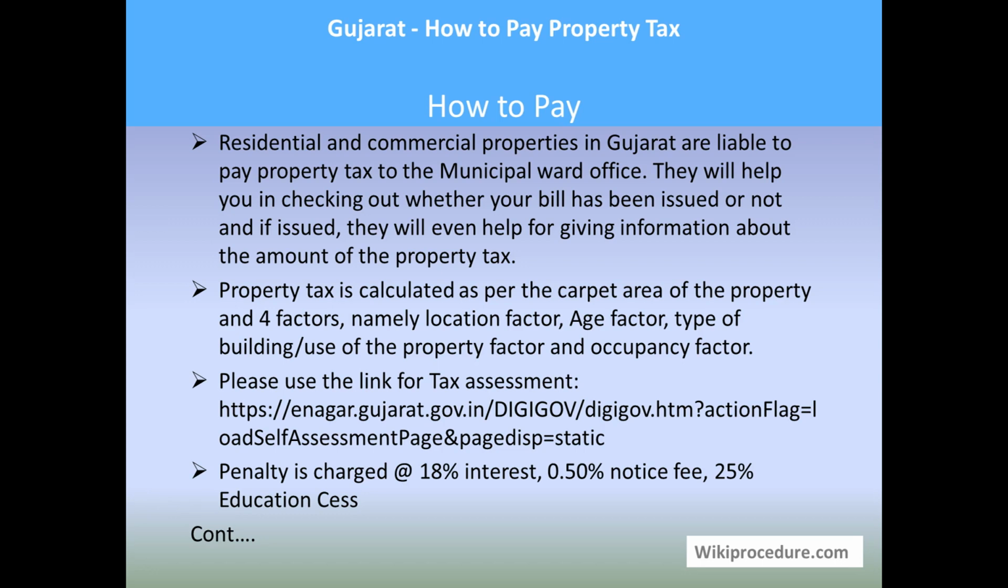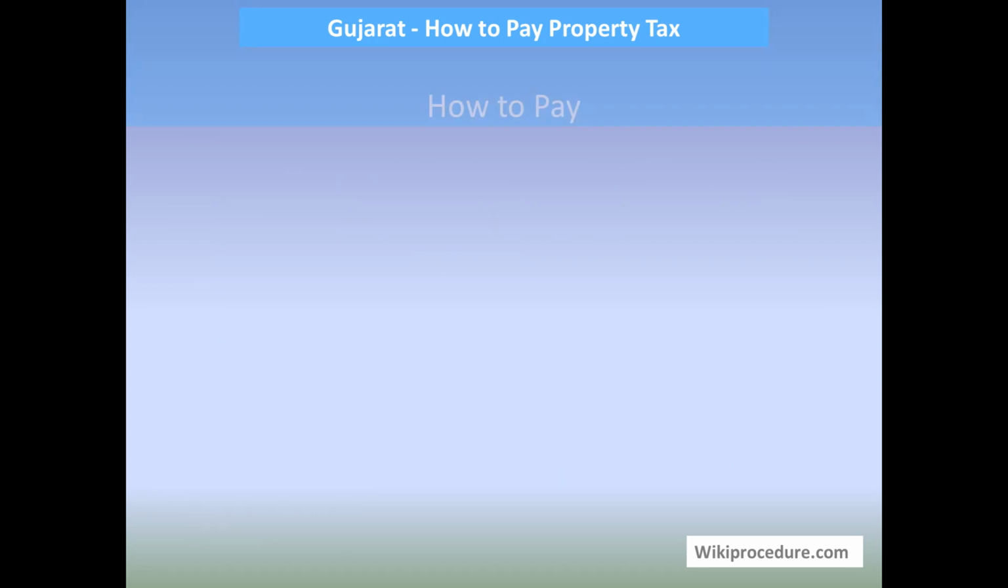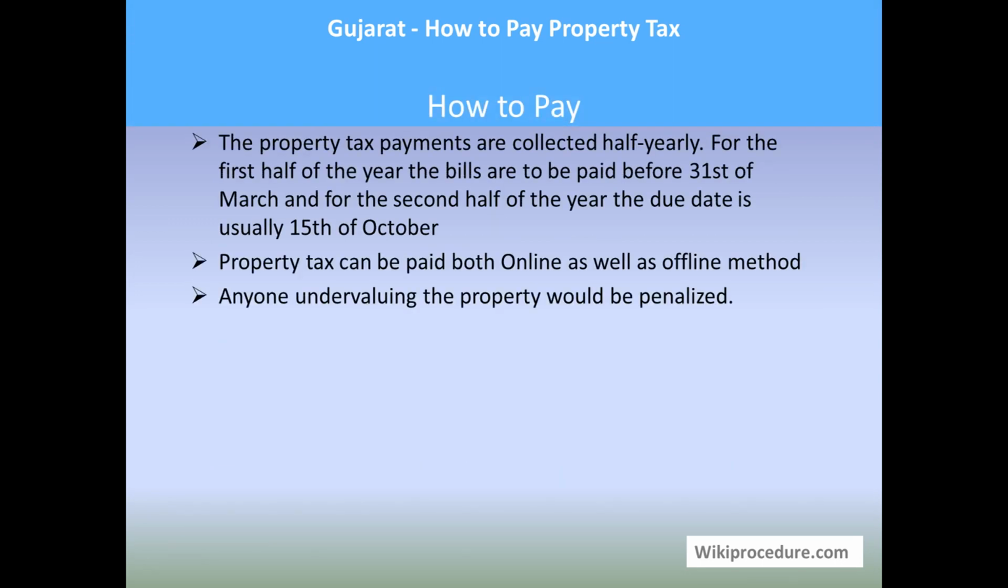Penalty is charged at 18% interest, 0.5% notice fee and 25% education cess. So don't fall into the penalty period, please pay it on time. The property tax payments are collected half yearly. For the first half of the year, the bills are to be paid before 31st of March, and for the second half, before 15th of October. Property tax can be paid both online as well as offline. Anyone undervaluing the property would be penalized.